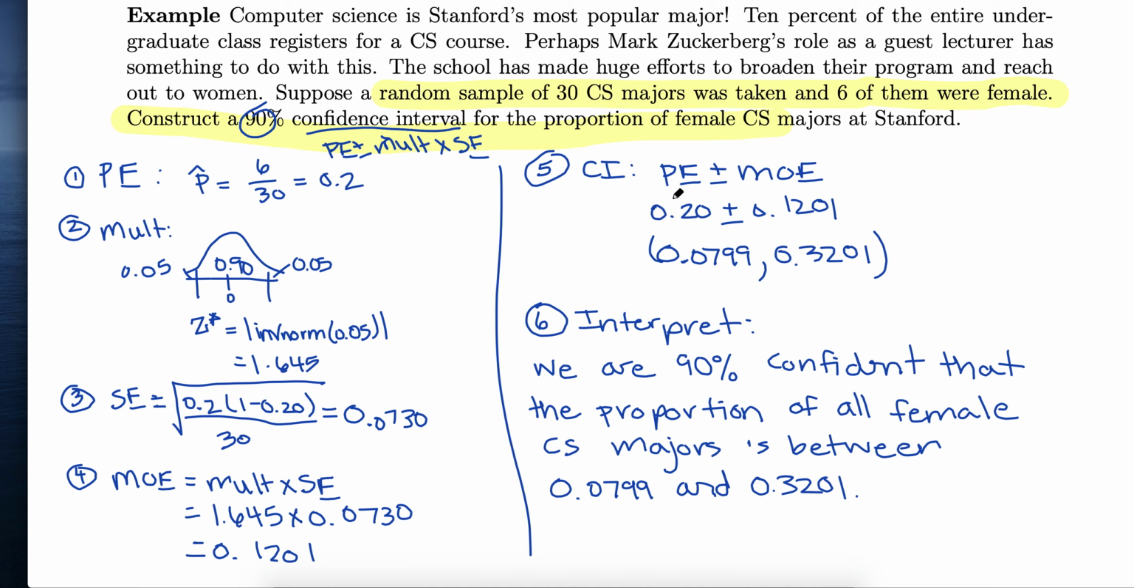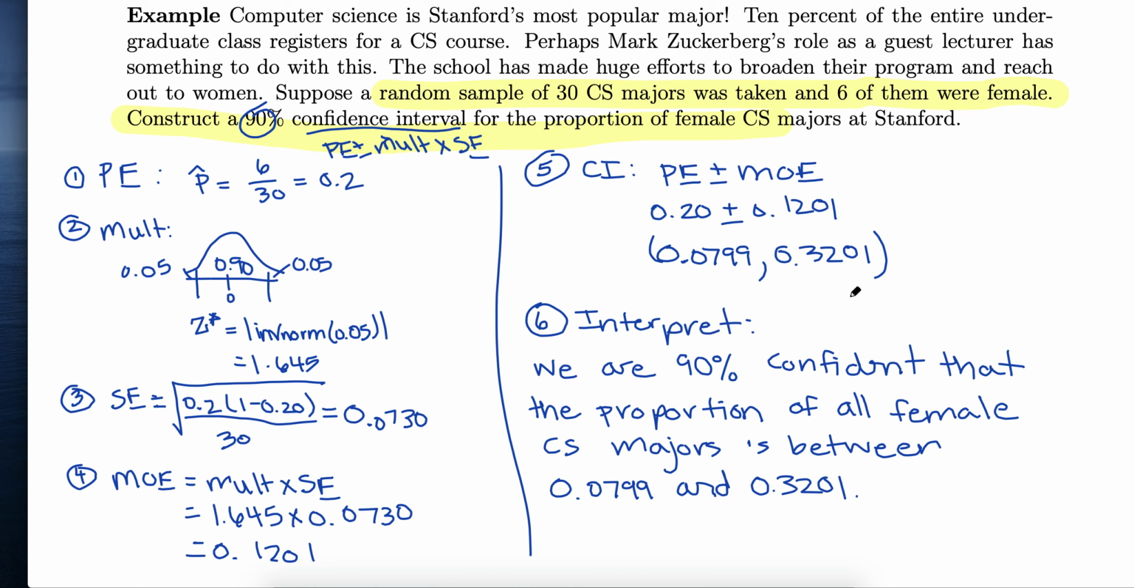What's our point estimate from the data? Here, one sample gave us 20% female CS majors. We're going to add and subtract that margin of error that gives us our level of confidence and takes into consideration that variability from sample to sample. So reminder, 0.2 minus the margin of error to get your smaller number first, and then 0.2 plus your margin of error to give the larger number second.